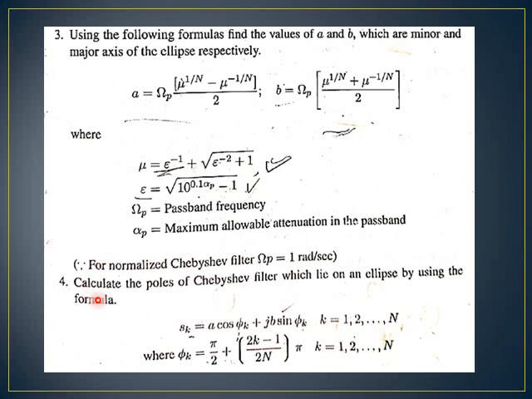Step 4. Calculate the poles of Chebyshev filter which lie on an ellipse by using the formulas. So sk is equal to a cos phi k plus j into b sin phi k, where the value of k is going to range from 1 till n. So depending upon the value of n, the value of k will range. In order to calculate the value of phi k, it is pi by 2 plus (2k minus 1) divided by 2n into pi. Again, the value of k is going to range from 1 till the value of n.